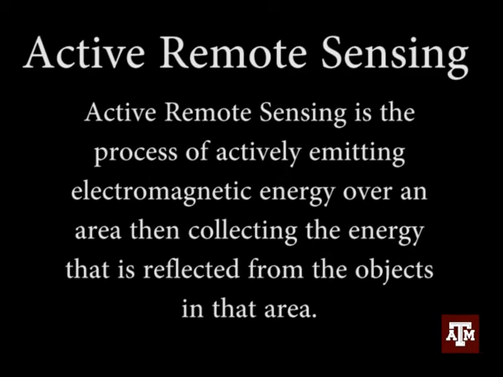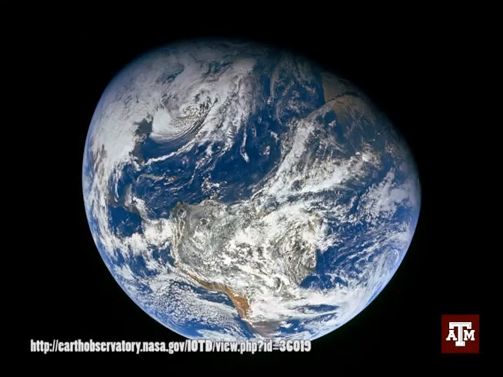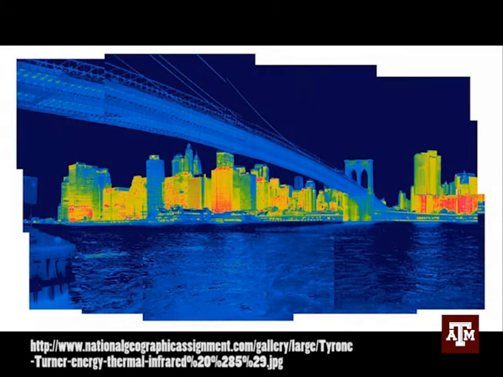Active remote sensing is the process of actively emitting electromagnetic energy over an area, then collecting the energy that is reflected from objects in that area. Active remote sensing techniques are important for monitoring areas that are inaccessible with normal passive remote sensing systems, such as rainforests that have constant cloud cover. Also, since these systems send out their own energy and do not rely on the sun's emitted radiation, active remote sensing systems can be used at night.